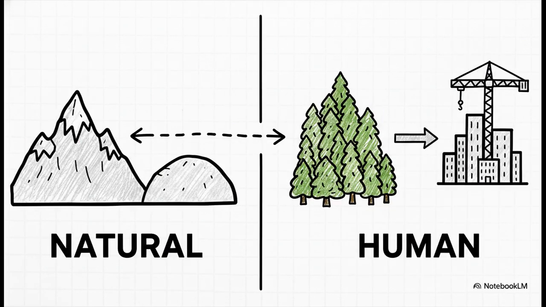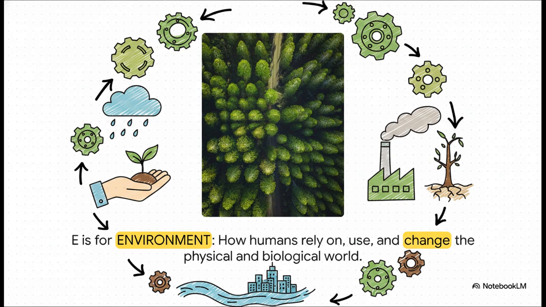C stands for change. See, landscapes aren't like static paintings. They are alive, they're dynamic, and they are constantly evolving. This can be from really slow natural forces like climate shifts over millions of years, or super rapid changes brought on by human activity.